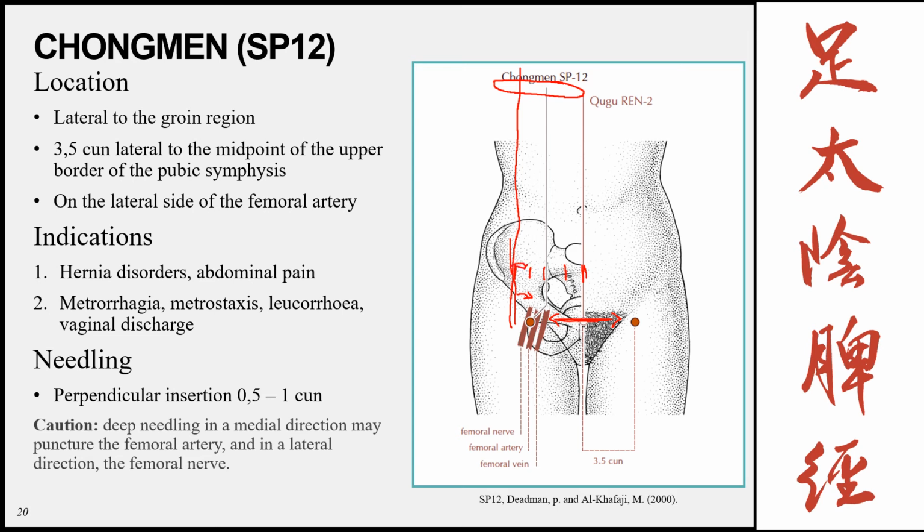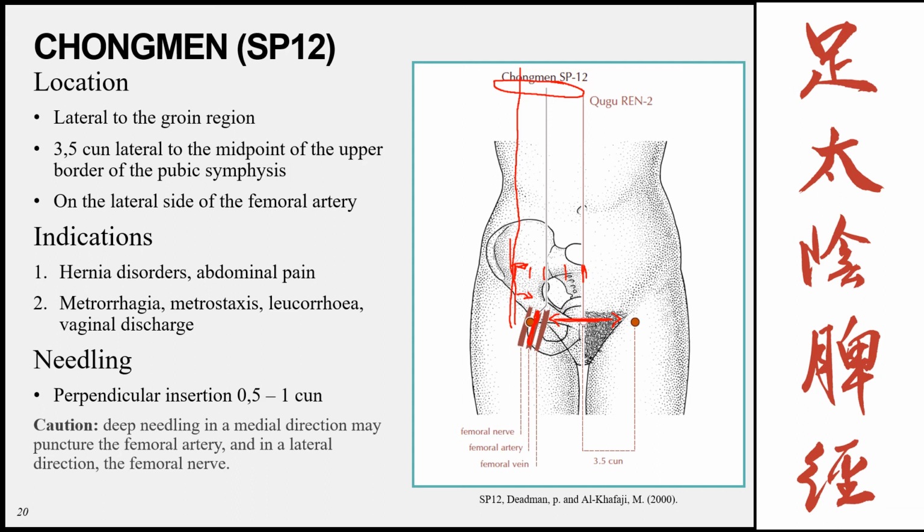Then once you feel like you have located the point correctly, you need to make sure that you're on the lateral side of the femoral artery. So how you would do this is you need to palpate and make sure that you can feel the femoral artery in this region. This point can be used for hernias, abdominal pain, metrorrhagia, metrostaxis, leukorrhea, and vaginal discharge.